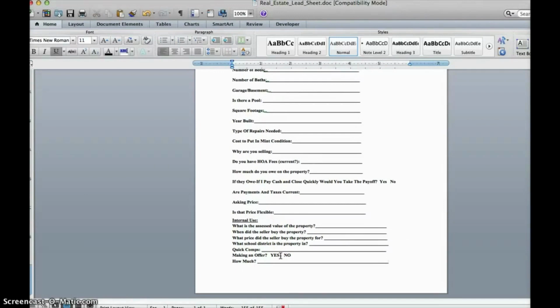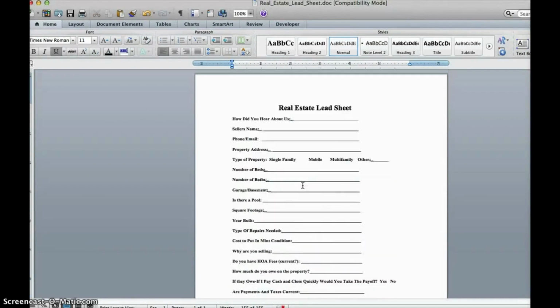And then if they would not like to accept the offer, go ahead and hold on to this. Usually you'll get a call back probably a month, 2 months after they can't sell the property, and then they become interested in your offer. So just go ahead and keep a hold of it just in case. But that's how you fill out the real estate lead sheet.